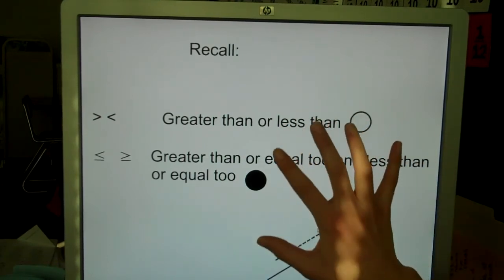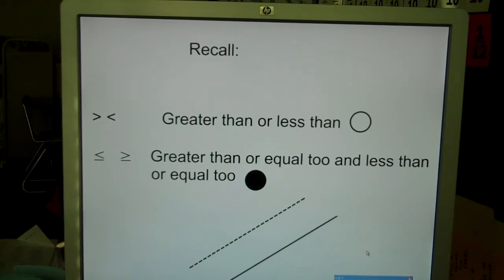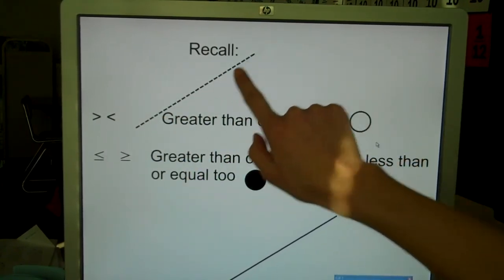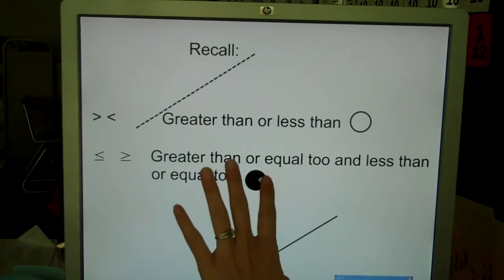Now, since we're not going to be doing this on a number line anymore, we're going to be doing it on the coordinate plane, we need lines. So here we have two options. We have dotted line and we have solid line. Which one of these do you think gets the dotted line? That's right, the one with the open circle, because we do not want to include any points that fall along that line.